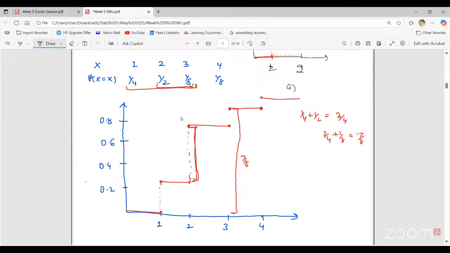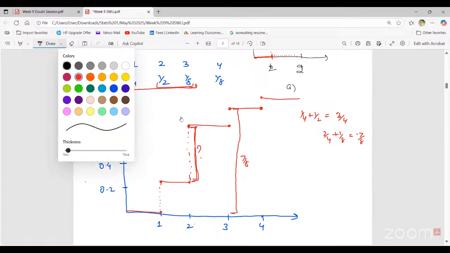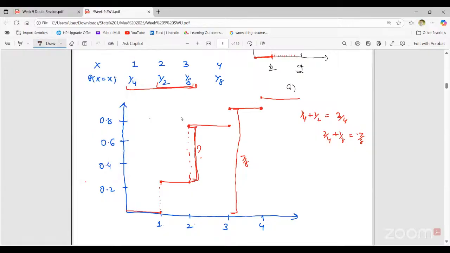Okay. I was asking, what is this value? Anyone? 3 by 4? Ma'am, the average value of large number of terms. Average value. This is the expected value, right?